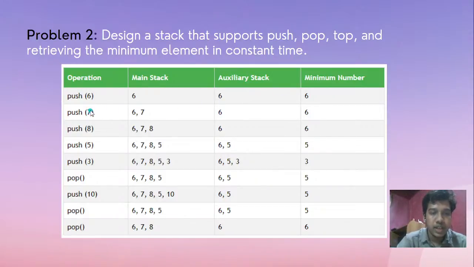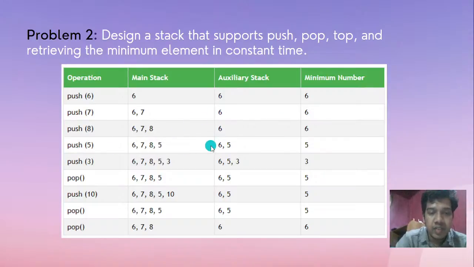Then if 7 is pushed into the stack, the main stack has 6 and 7. In the auxiliary stack we are not going to push 7. We compare the auxiliary stack with the main stack and check which is the minimum element. So again 6 is the minimum, so we return 6. Again we push 8, so 8 is inserted. Again we are not going to insert it in the auxiliary stack because the minimum element was 6. So again the minimum is 6.